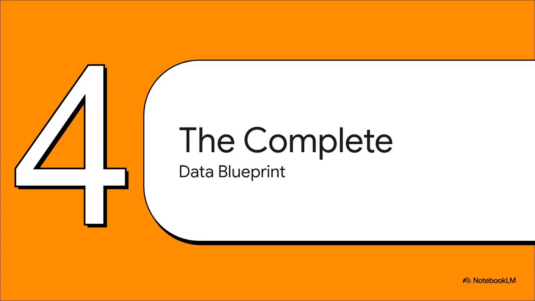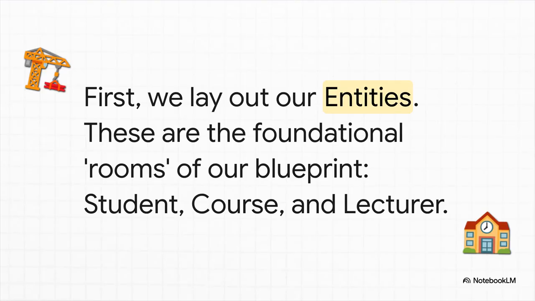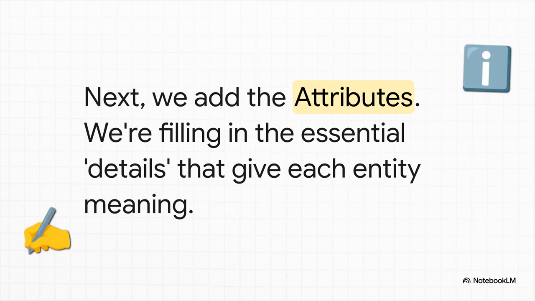All right, we have gathered all of our pieces. We've got our rooms, which are the entities. We've got our details, the attributes, and we have our connections, the relationships. Now it's time for the fun part. Let's assemble them all and see the final, complete data blueprint. So, first things first, we start with the foundation. We just place our core entities right there on the canvas: student, course, and lecturer. These are the main structures, the pillars of our whole university system. Next up, we add that layer of detail by attaching all the attributes. We're filling in the essential info that makes each of these entities distinct and actually useful. The plan is really starting to take shape now.